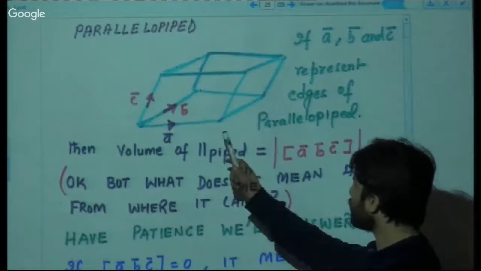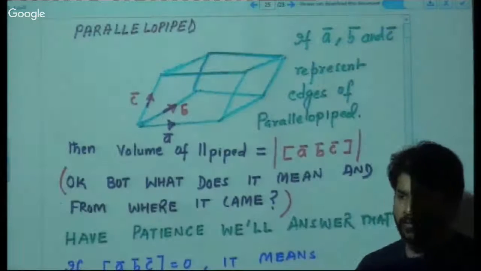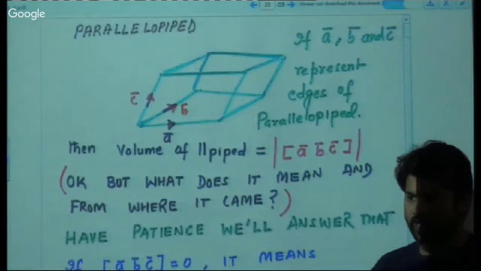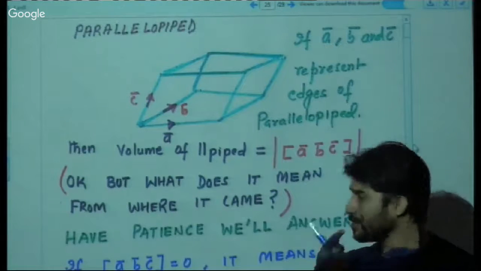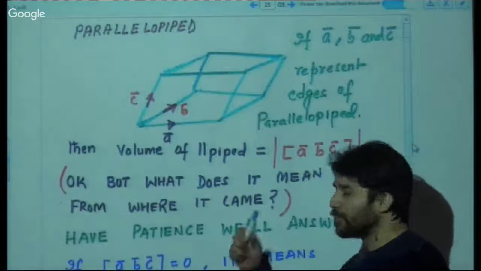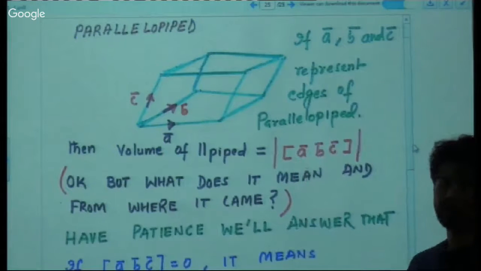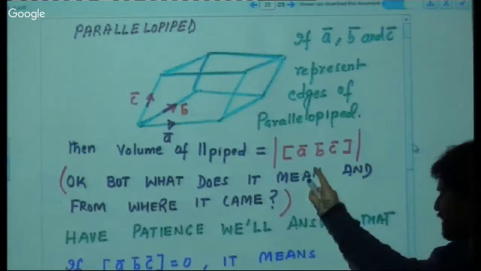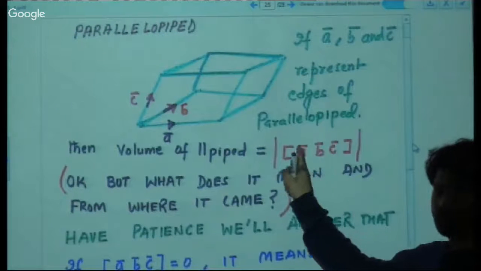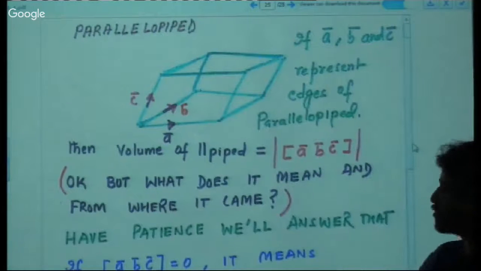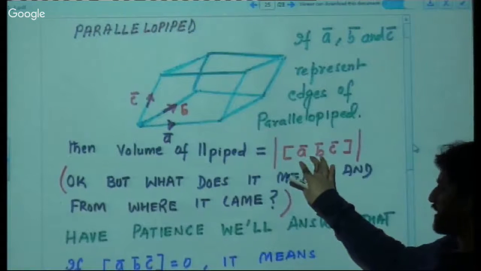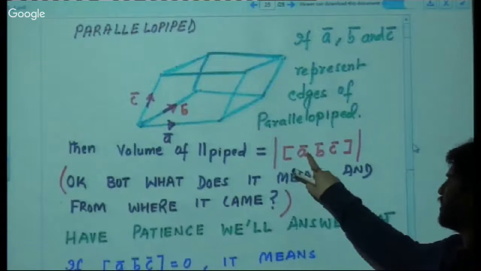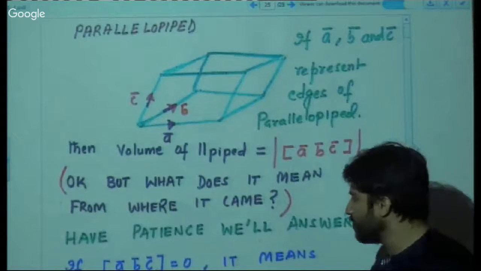Now what is the volume of any parallelopiped going to be? The base area dot the height. This is right, base area dot height. So I am going to say the volume of the parallelopiped is this. We call it the scalar triple product, but symbolically we write it, we'll see what it actually means, as square bracket A, B, C. So it's basically a scalar quantity. It is talking about the volume of the parallelopiped whose edges are A, B and C. Okay, but what does it mean and where did it come from?